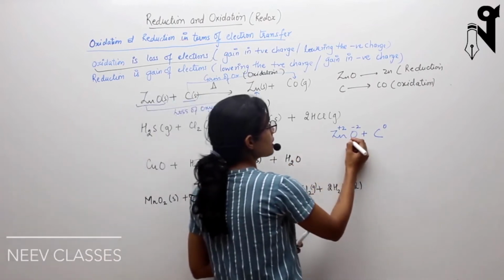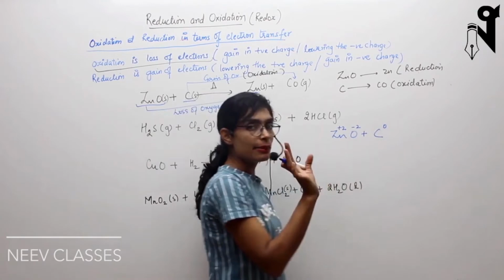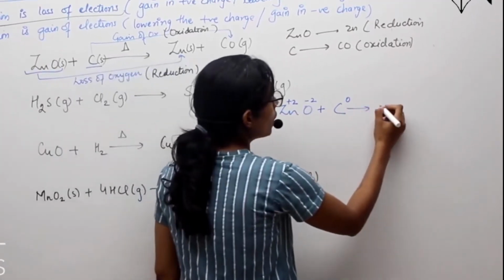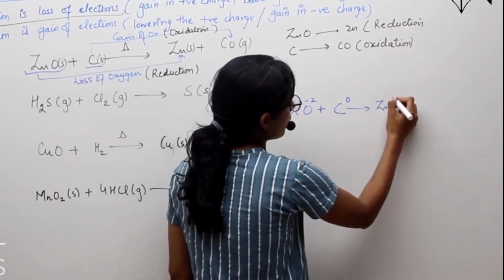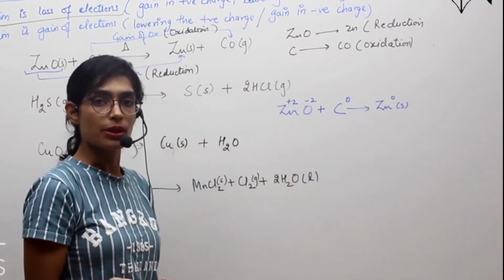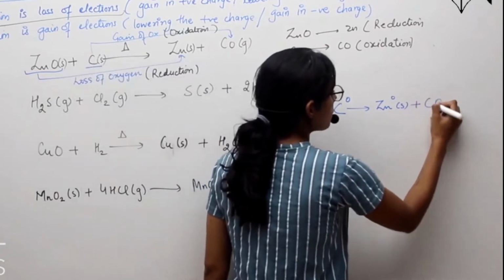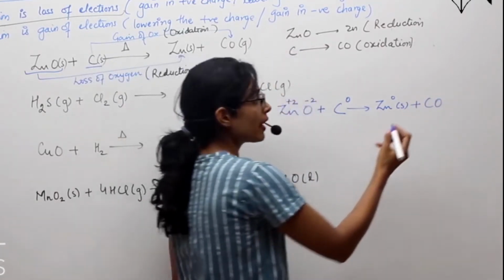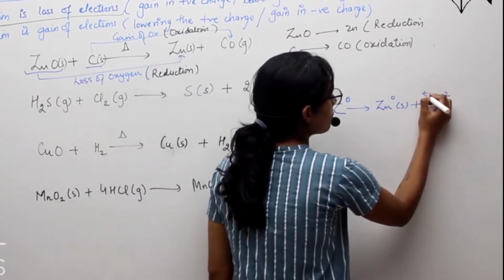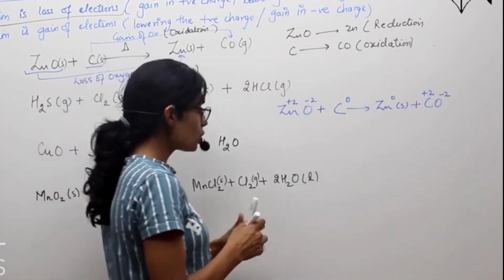So zinc here is exhibiting +2, oxygen is exhibiting -2, carbon is 0 because it is in the elemental form right now. Now look at what it is forming. It is forming zinc in its normal elemental form. Zinc exists as Zn in the normal elemental form, so it has 0 oxidation state, whereas carbon has become carbon monoxide. Now oxygen is -2 over here and carbon will be exhibiting +2. Correct?